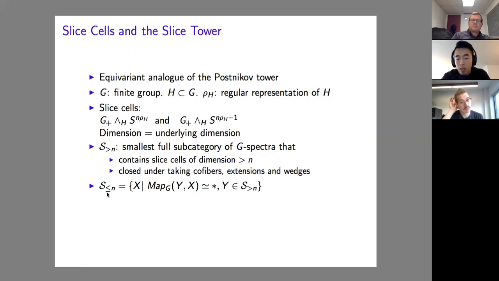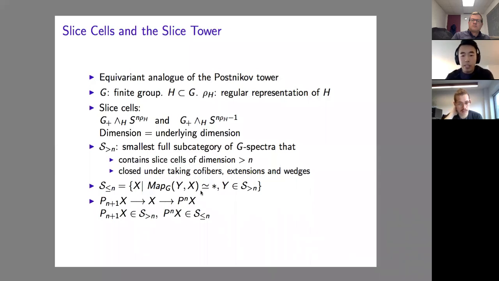And I can also define S smaller or equal to N to be the orthogonal category. So it's defined as the spectrum X such that maps from a spectrum in S greater than N to X is contractible. So given these two definitions, I can start with X and apply the Dror-Farjoun nullification functor, which is a special case of Bousfield localization, to construct for me a fiber sequence from P_{n+1} of X to X to P_n of X, where P_{n+1} of X is in S greater than N, and P_n of X is in S smaller or equal to N.